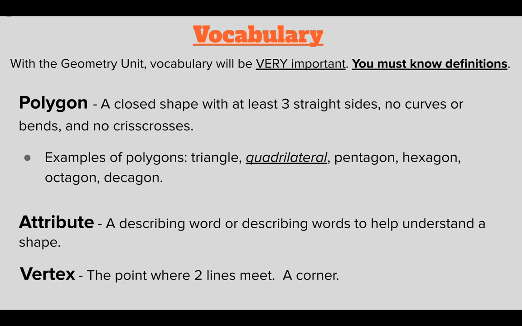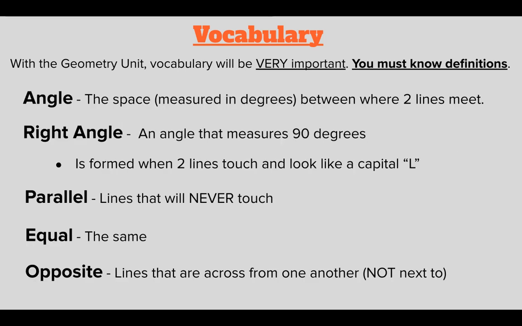Vertex. The point where 2 lines meet, or a corner. Angle. The space, usually measured in degrees, between where 2 lines meet. A type of angle is a right angle, an angle that measures 90 degrees. It is formed when 2 lines touch and look like a capital L.